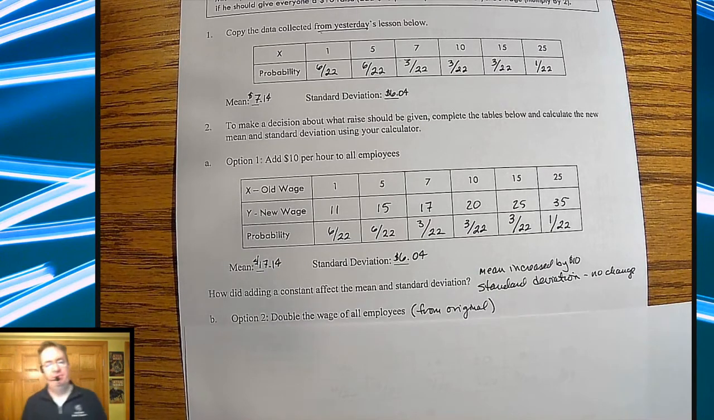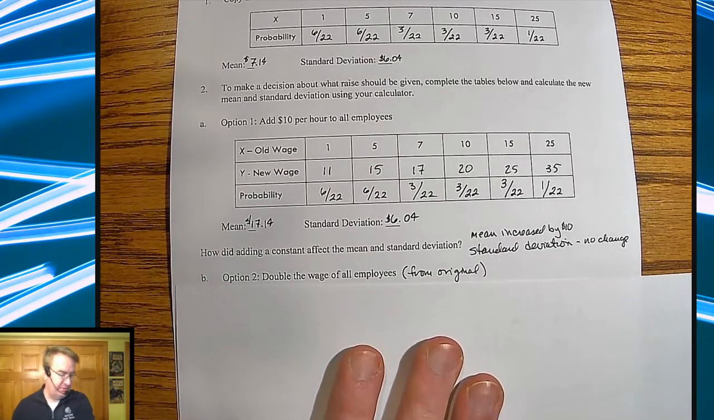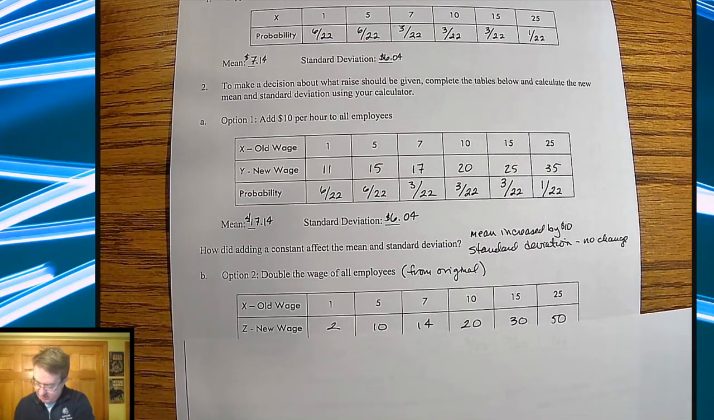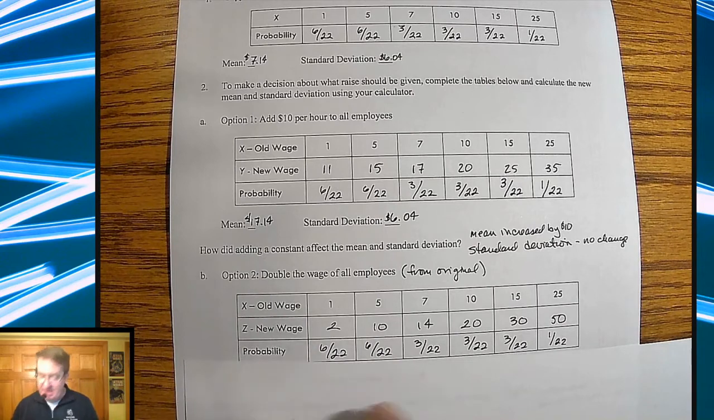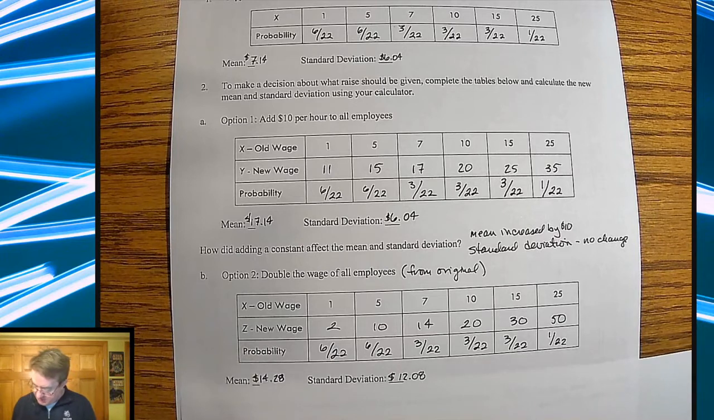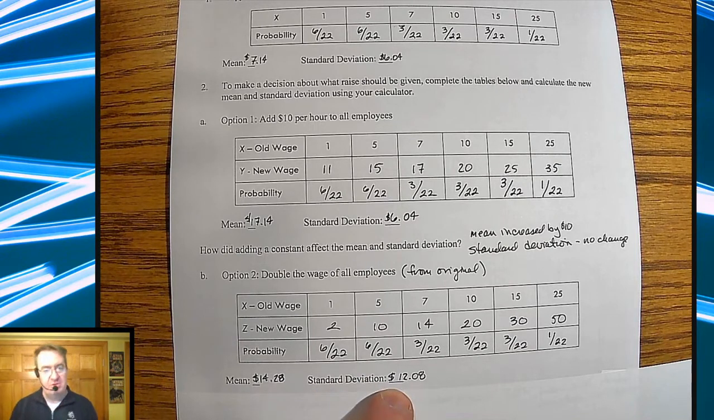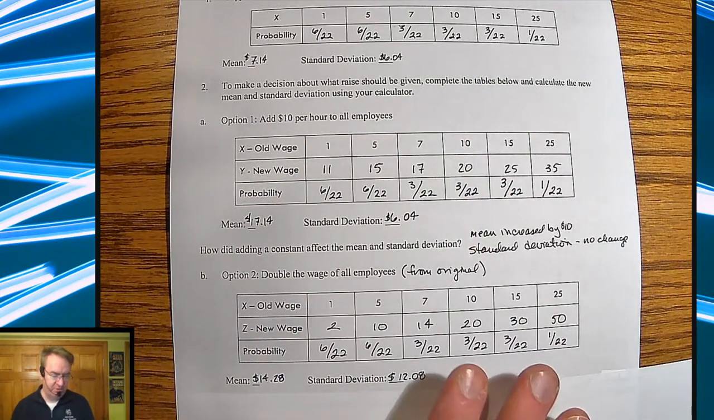Option 2, because again, being the benevolent dictator that I am, why just look at one way of doing things, right? So maybe I'll just double everybody's salary. So $1 becomes $2. A 100% raise is not anything to sneeze at. 10, et cetera, everybody's got double. So now you go through the mean again, same thing. You just find the expected value of it. And once you do the math, the new mean is $14.28, and the standard deviation is $12.08.